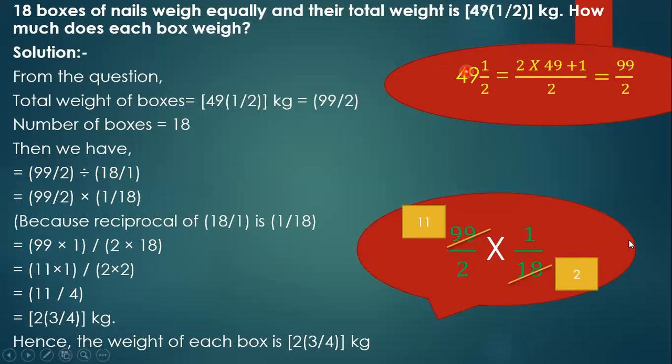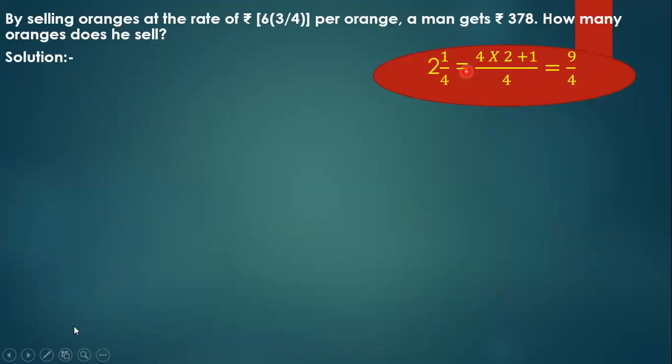How many times in 9's table? 18 comes 2 times. In 9's table, 99 comes 11 times. Now children, can we cancel this 2 with this 2? Obviously not, because they both are in the denominators. So we are left with 11 by 4. Children, 11 by 4 is an improper fraction. We will have to convert it into mixed fraction. How do we convert 11 by 4? 2 times 4 is 8, 3 remains, 2 3 by 4 kgs.